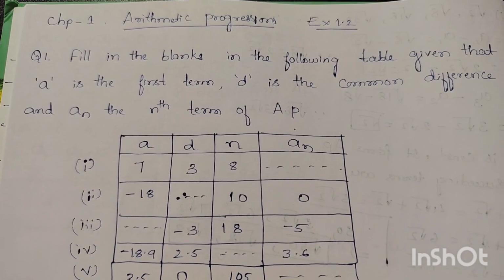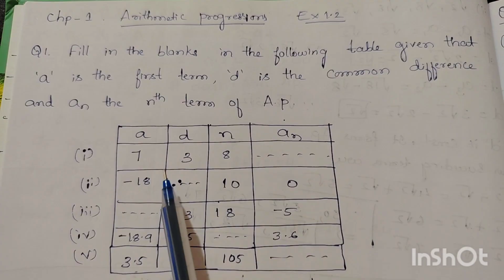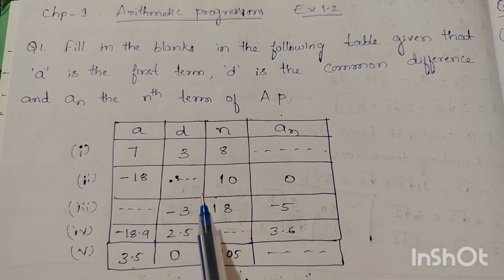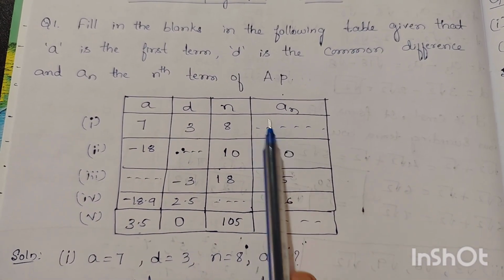Hello everyone. In arithmetic progression, here is the one question. The table that is 738. We have to find the an.